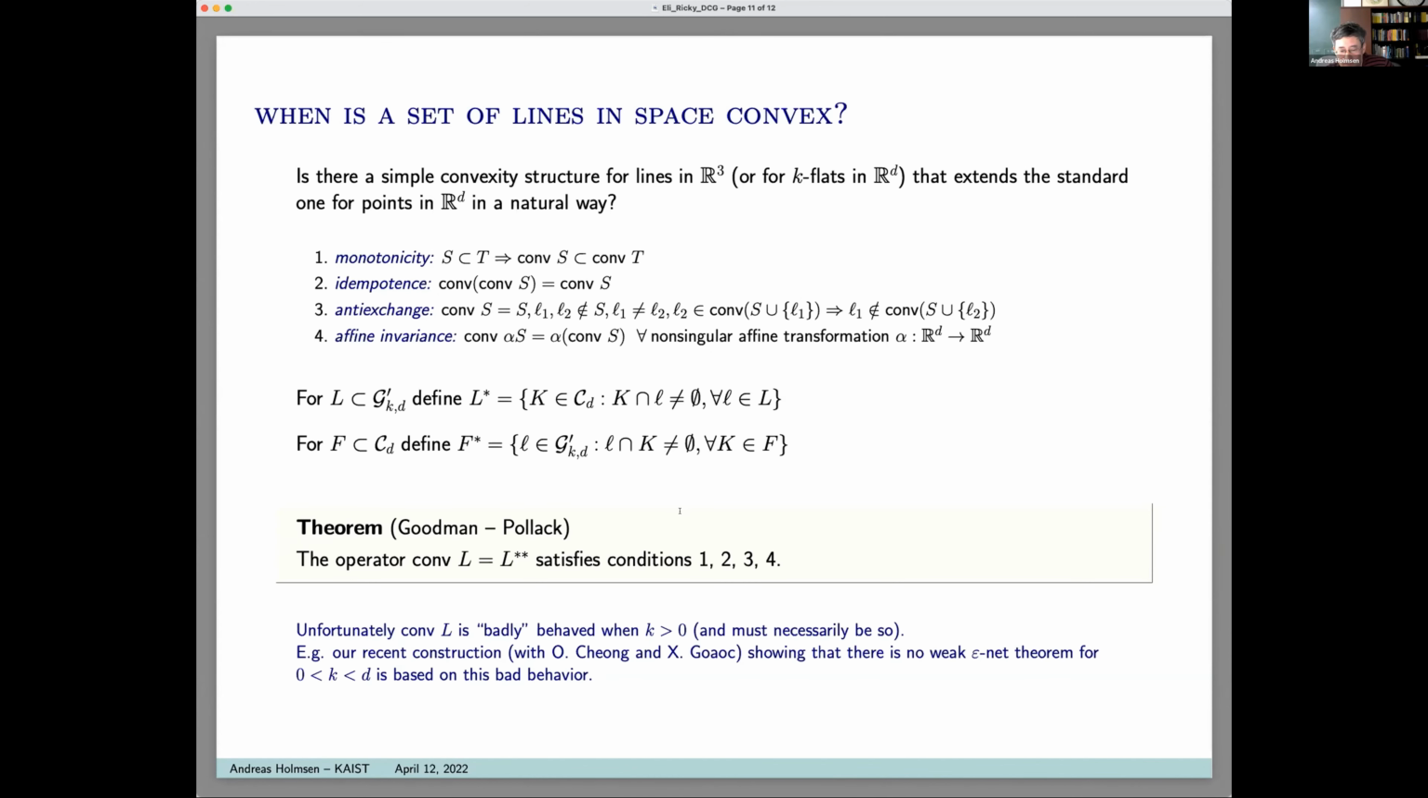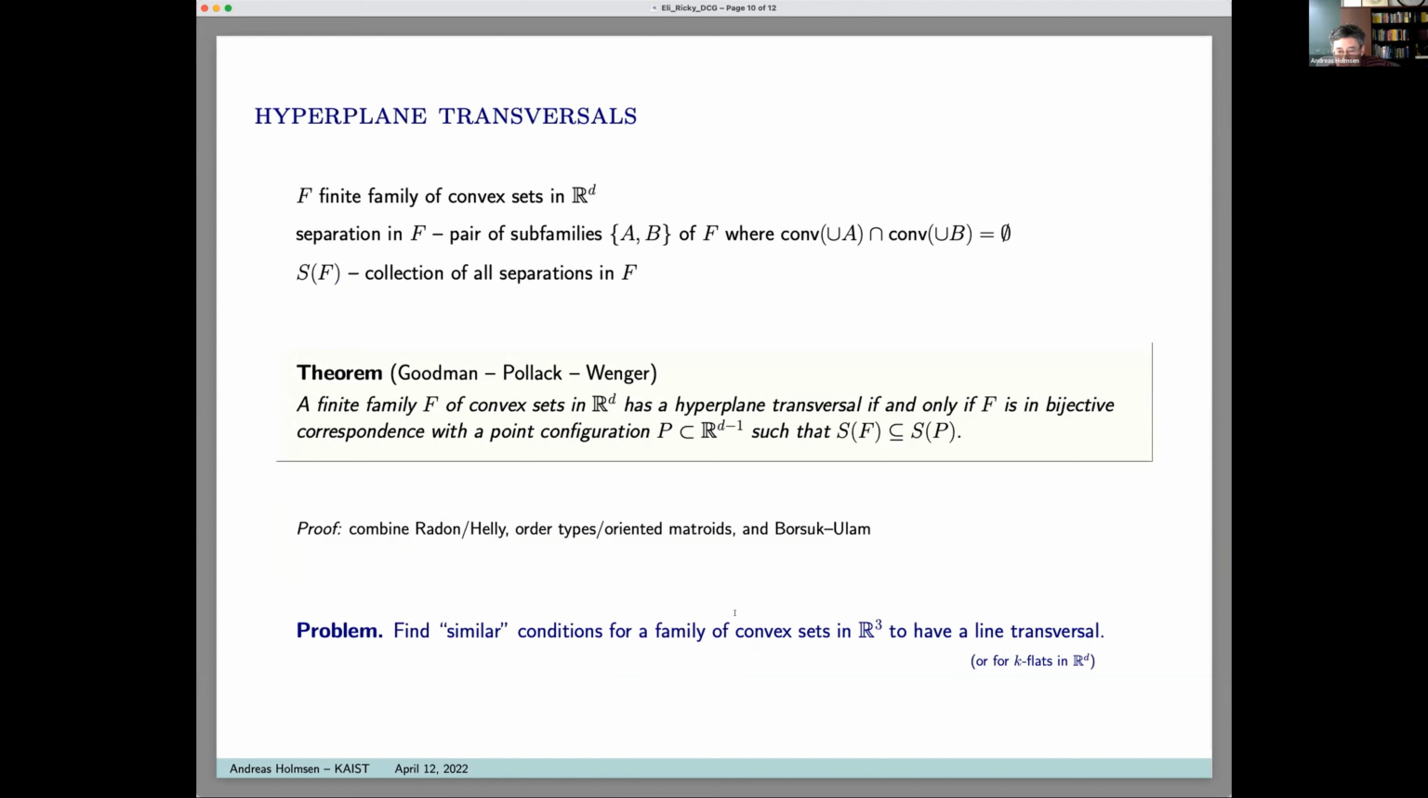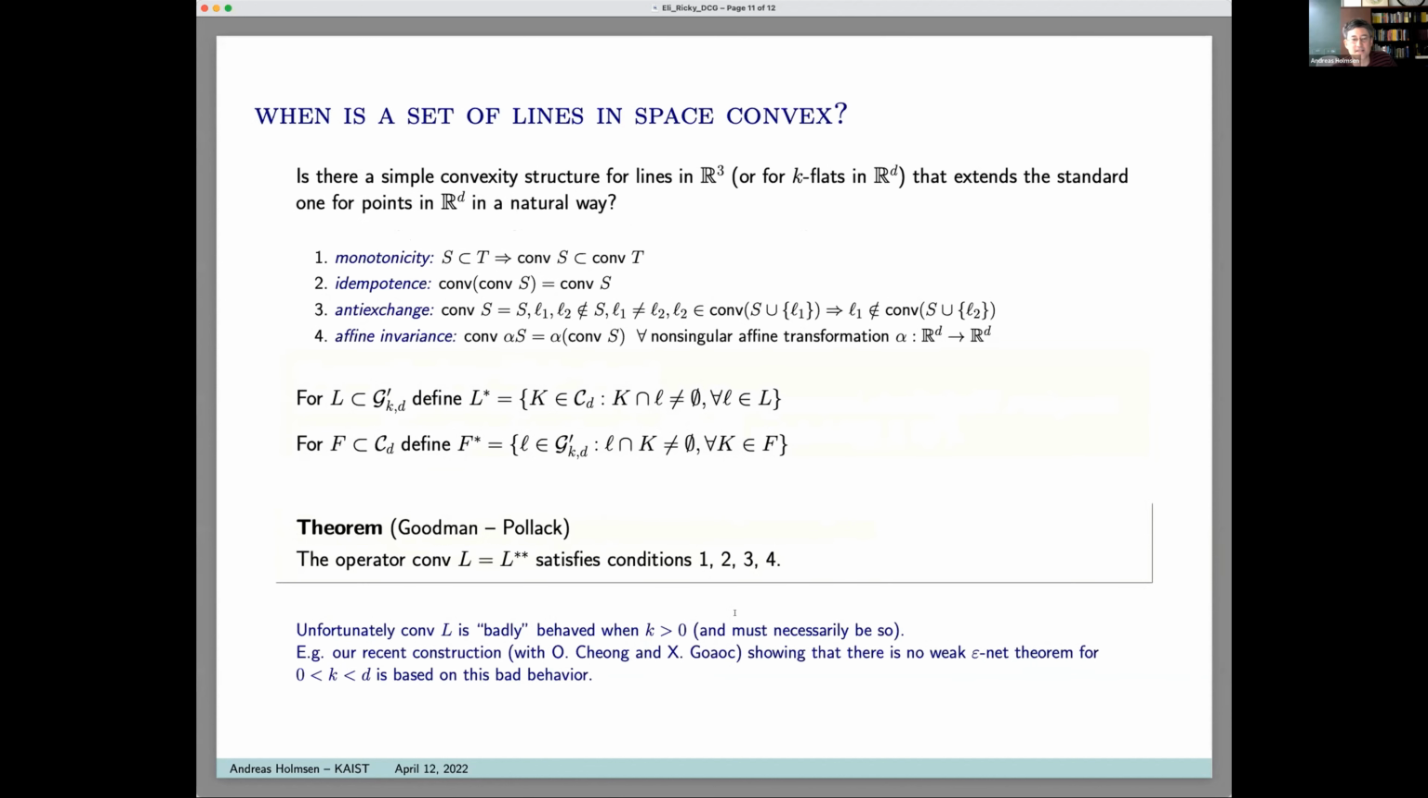So if we really want to understand this problem here, I think it is necessary to understand this convexity structure more. And there are problems they posed in that paper that have not been solved. So maybe worth taking a look at again.